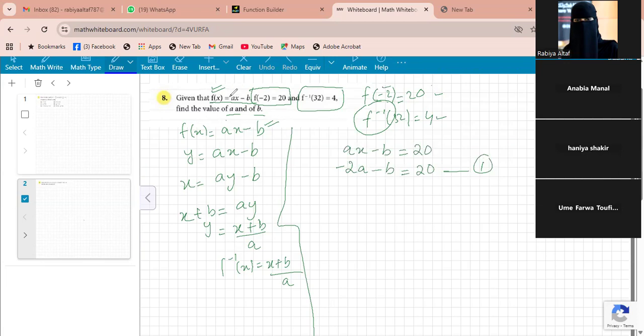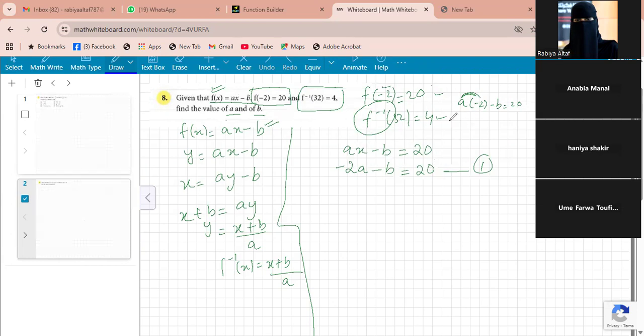Our main function is ax minus b, and we know in the question it is mentioned that f of minus 2. So in place of x, we are going to write minus 2. You can add one more step like a bracket, minus 2, minus b equals 20. And then after multiplying these two, you will get minus 2a minus b equals 20. We just replaced x with minus 2. The right side will remain the same.